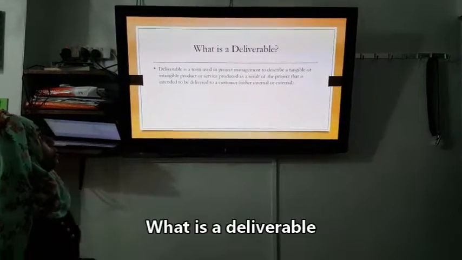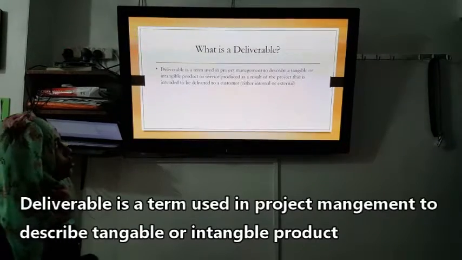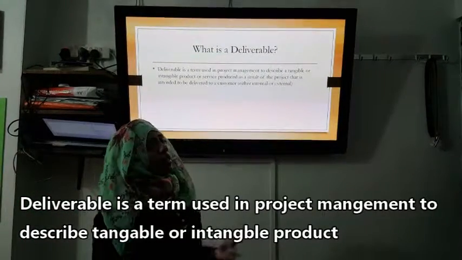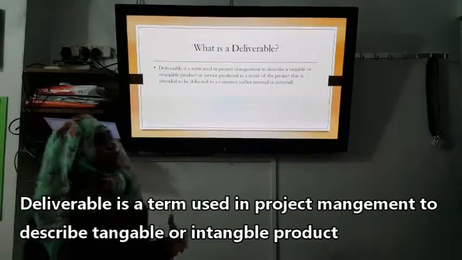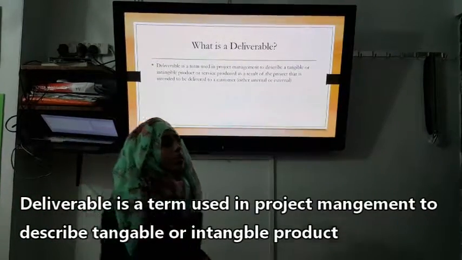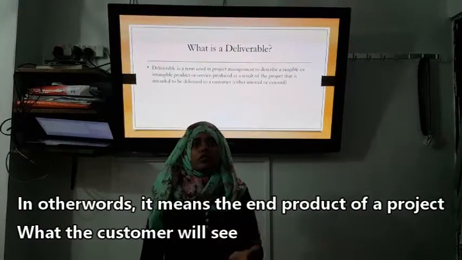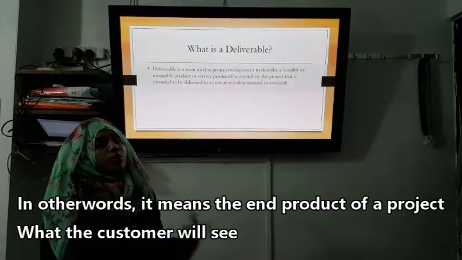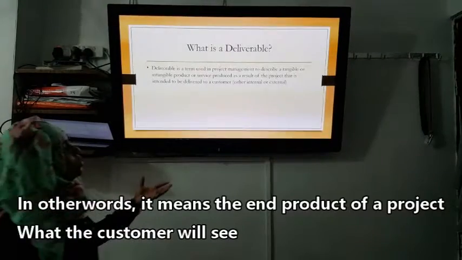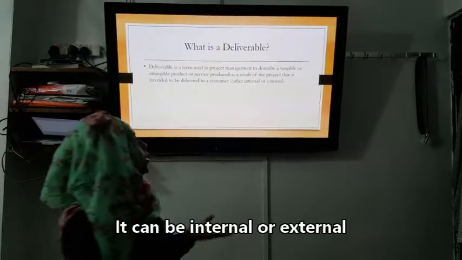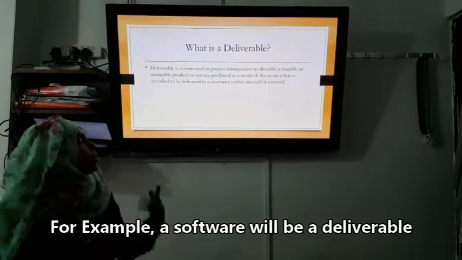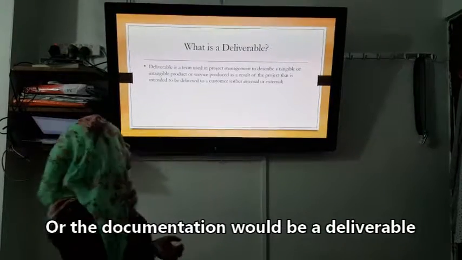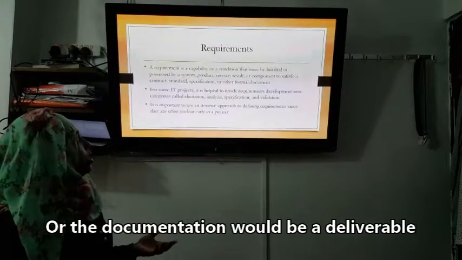What is a deliverable? Deliverable is a term used in project management to describe a tangible or intangible product. In other words, it means the end product of a project, which means what others or the customers could see. It can be internal or external. For example, software would be a deliverable, or the documentation would be a deliverable.